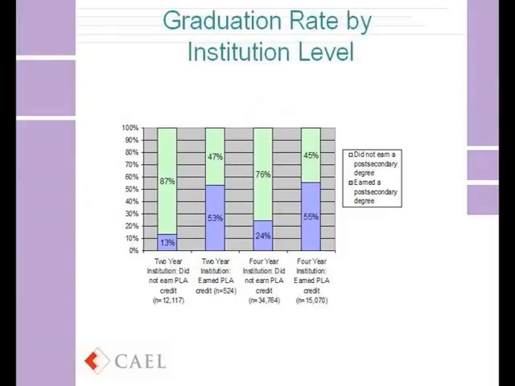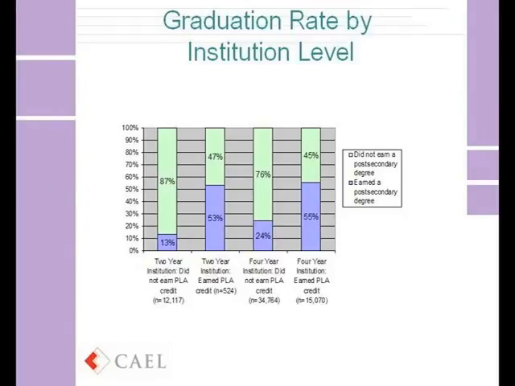We can look at institutional level. When we look at institutional level, we look at 2-year institutions and 4-year institutions for those students who did and did not use PLA credit. And in both cases, if you look at the yellow-green part of the bar, you will see that there were students who did not earn a post-secondary degree. The numbers are greater for those who did not earn PLA credit than for those who did.